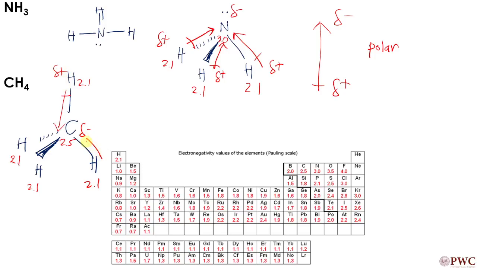The same thing here, partially positive, partially negative, partially negative, partially positive. The same thing here, partially negative. This one is partially positive. Now, this one again is symmetrical. Then pag symmetrical, these charges will be cancelled. So overall, this will be a non-polar molecule.